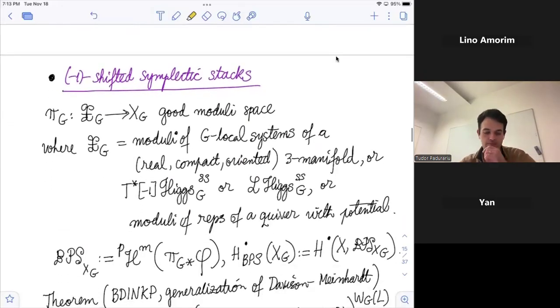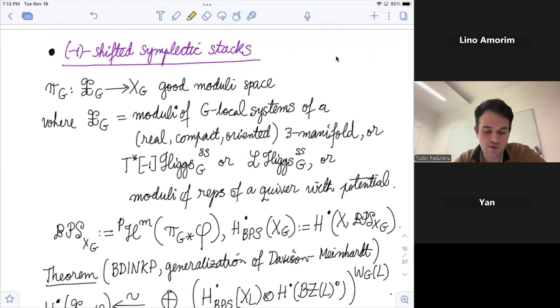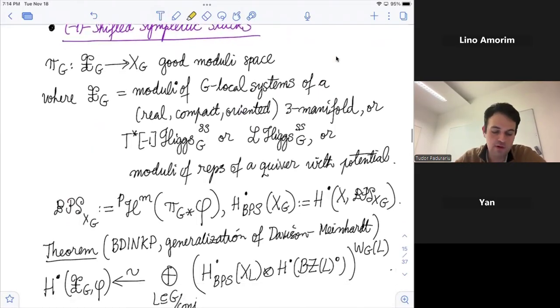Okay, so now we talk about -1 shifted symplectic stacks. So we consider our good moduli space. Here I wrote some examples. They can be G-local systems on a real compact oriented 3-manifold, or the -1 shifted cotangent stack of Higgs semistable, or the loop stack of Higgs semistable, or moduli of representations of quiver with potential. Actually, maybe I should say symmetric quiver with potential.